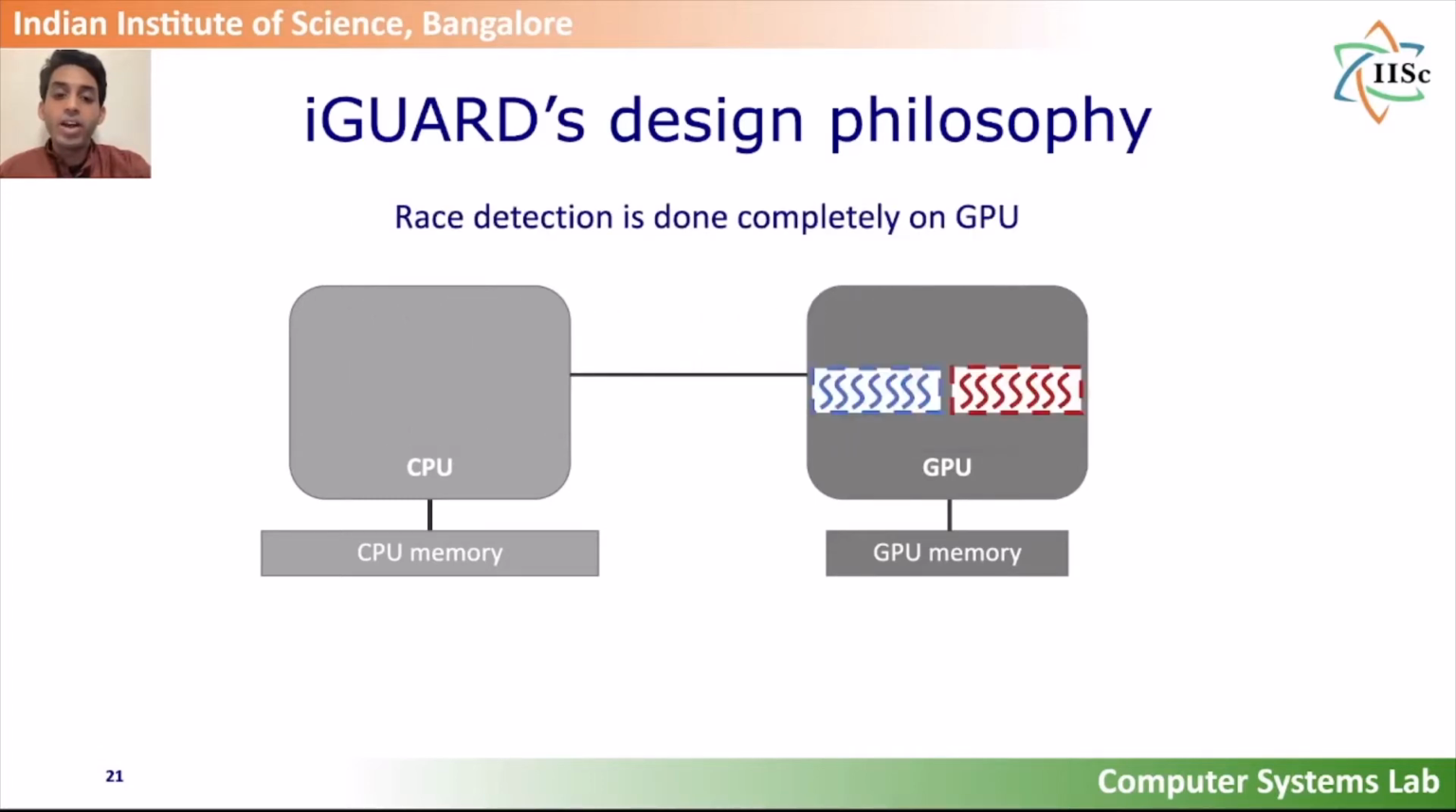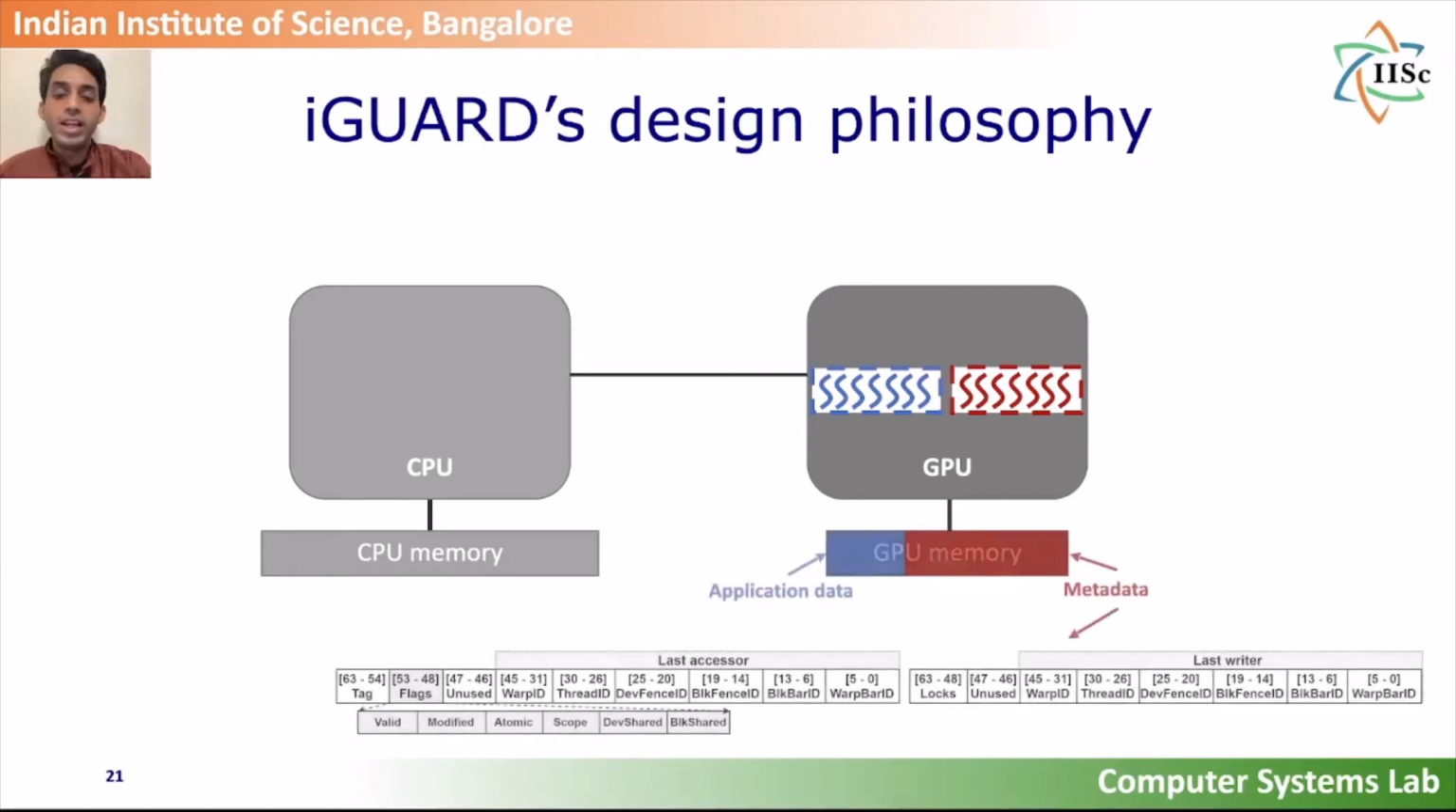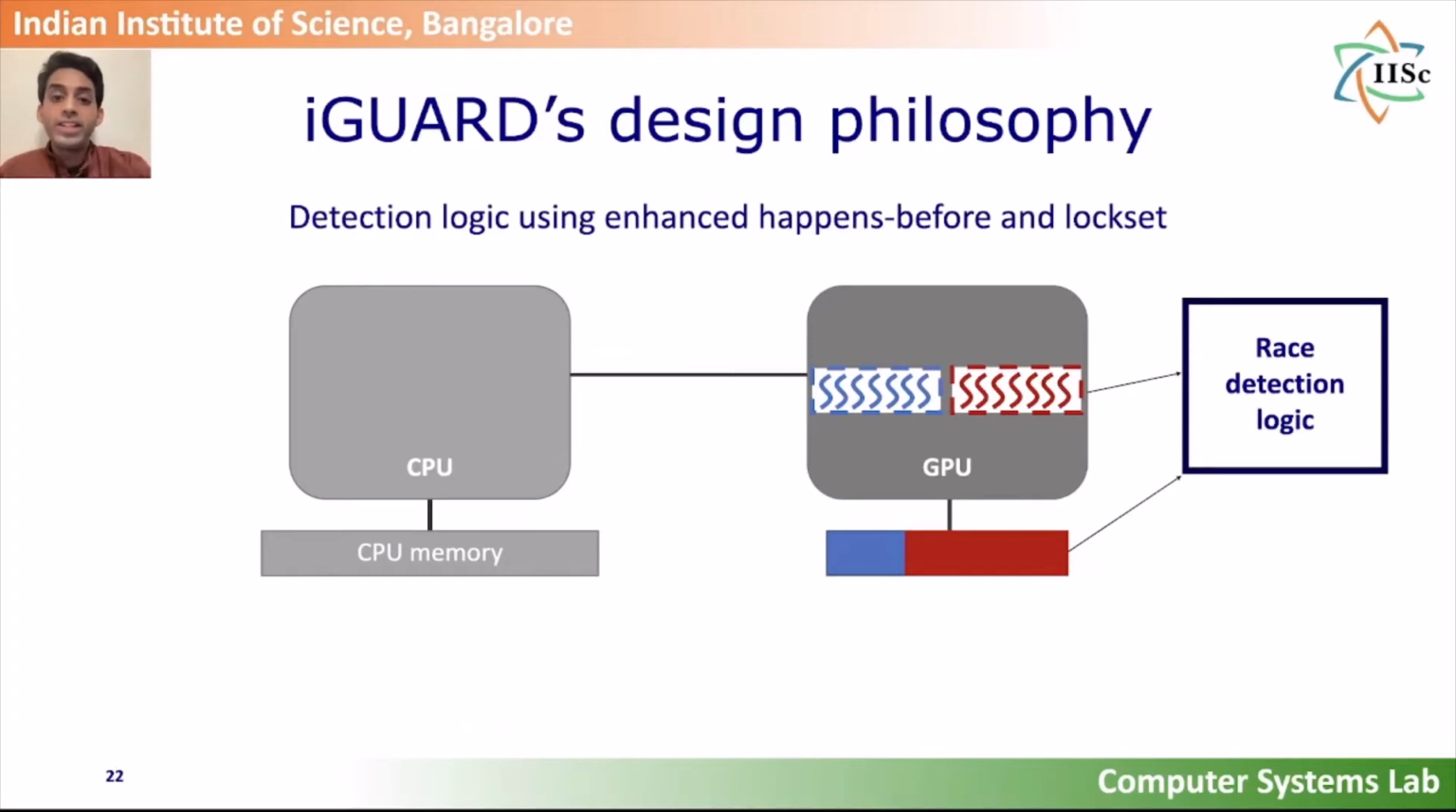A key part of our high performance is that the entire process of detection happens within the GPU. Because of the large number of GPU threads, pairwise comparison is infeasible. Instead, for each unit of application data, we keep some metadata that tracks the previous writer and accessor of that data. This metadata has details such as thread ID and locks held during the access. When performing race detection, this metadata is fetched and used along with the details of the current accessor.